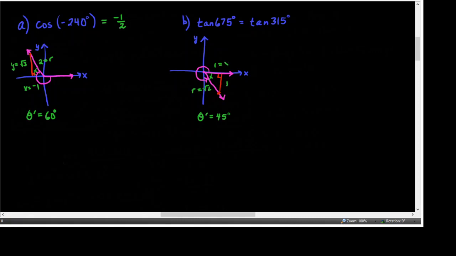X is positive 1 because we're going to the right of the y-axis. And what is y? It's length 1, but where is it? It's below the x-axis, so that means y is assigned a negative 1 value. Okay, so the tangent of that angle will be y over x, negative 1 over 1, which of course simplifies to be negative 1.